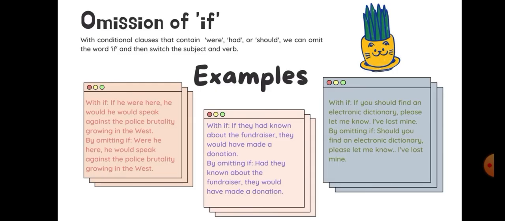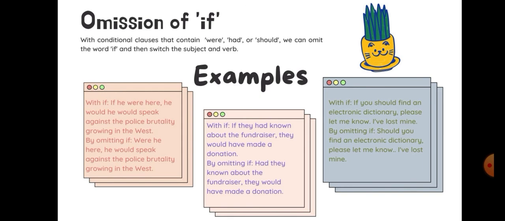Now, moving on to the omission of the if conjunction. There are times when we can remove the if and the meaning will remain the same. It will happen if we have were, had, or should after the if conjunction. For example, with if the sentence is as follows: if he were here, he would speak against the police brutality growing in the West. But by omitting the if, it will change into: were he here, he would speak against the police brutality growing in the West. What we have done here is we have removed the if and we have changed the subject and verb position.